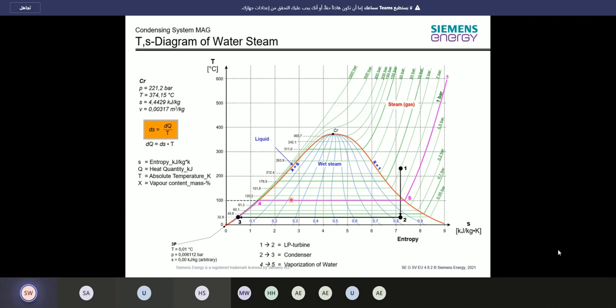10% steam, 20, 50, 70, 80. And then over here, we're coming out with 100% steam. Our X value, our vapor content, is 1, so 100%. So there is the last water droplet gone. And that's what happened in our evaporator.